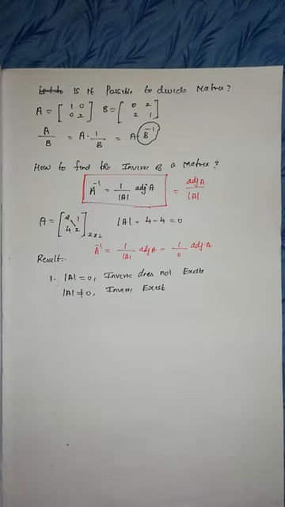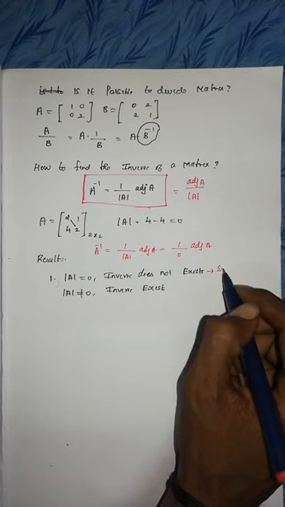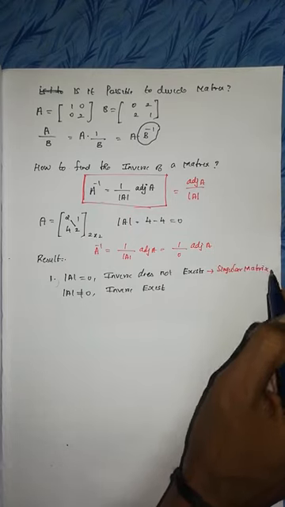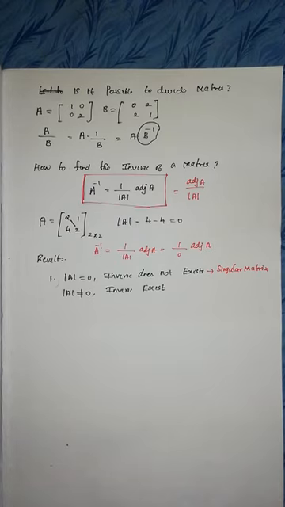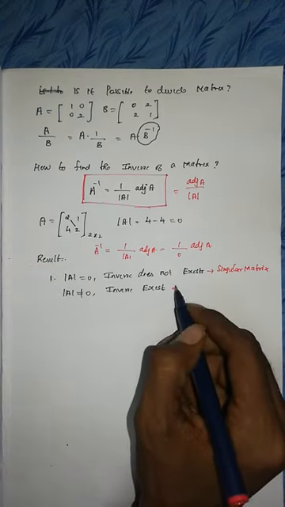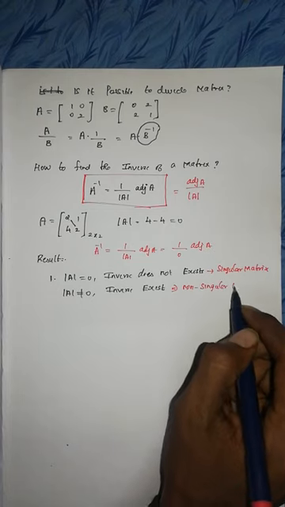Now there are also names for this. If the determinant of A is equal to 0, the inverse does not exist, and we call this matrix a singular matrix. So if a matrix is singular, the determinant of A will be 0, and the inverse does not exist for a singular matrix. If the determinant of A is not equal to 0, I am going to call this matrix a non-singular matrix.